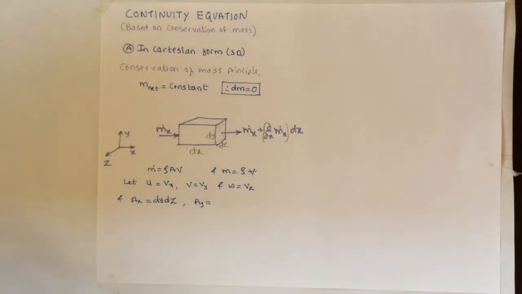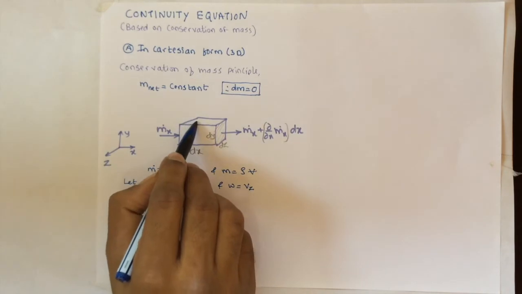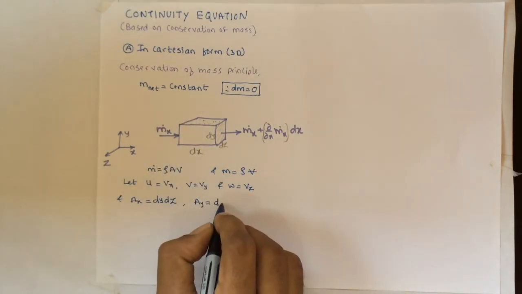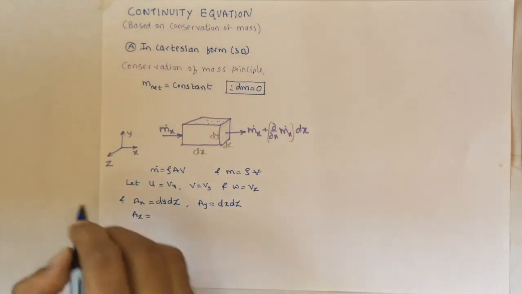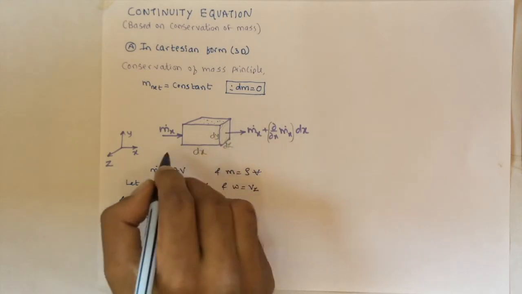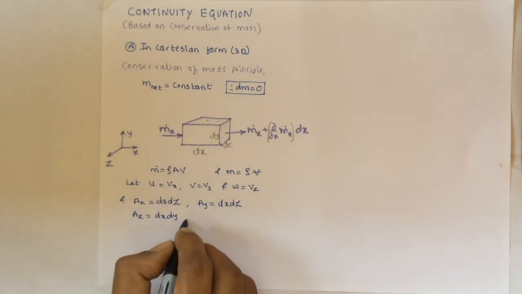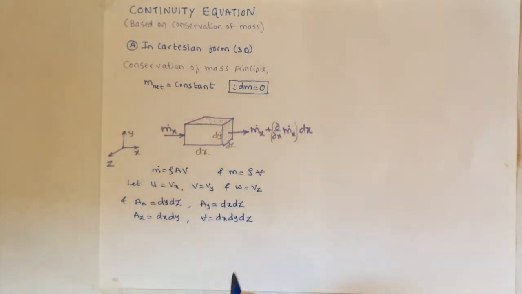Ay is the area through which the flow in the y direction is flowing, which is here, and which can be given as dx dz. And similarly in the z direction we have the area through which the flow along the z axis is flowing, and that is dx dy. And the volume of the element can be taken as dx dy dz.